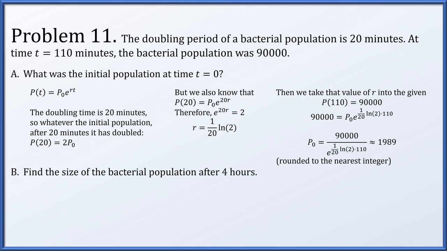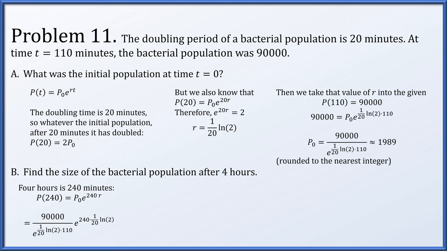In part B, find the size of the bacterial population after 4 hours. Now we've been measuring time in minutes, so let's continue to do so. 4 hours is 240 minutes. So all we need to do is compute the population at time 240 minutes, p0 e to the 240 times r. And without introducing any rounding errors, we're going to use exact values for p0 and r. So p0 was 90,000 divided by e to the 1 over 20 log 2 times 110, and r was 1 over 20 times log 2. So here we have it.